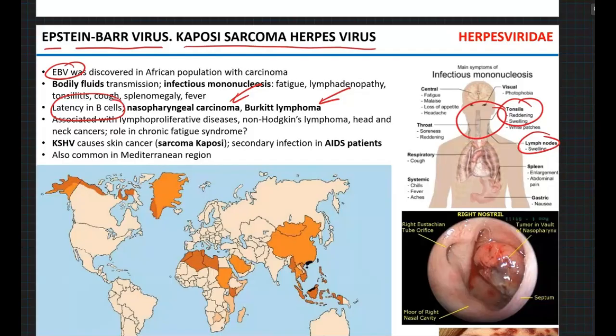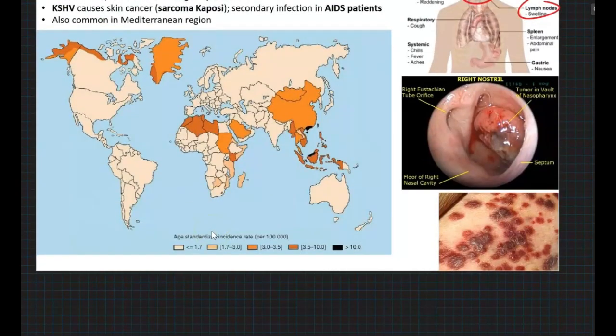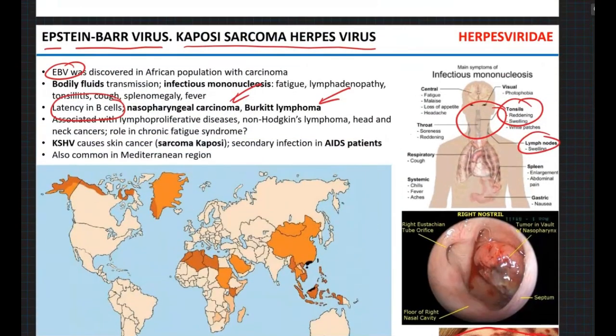Okay? Now, I'm going to say a few words about Kaposi sarcoma very briefly and then quickly go back to EBV. So Kaposi sarcoma, these are blotches in the skin. It's a sarcoma, a connective tissue tumor. It is a cancer caused by a virus. It happens almost exclusively in immunocompromised people, AIDS patients. It is known for being absolutely notorious in AIDS patients.